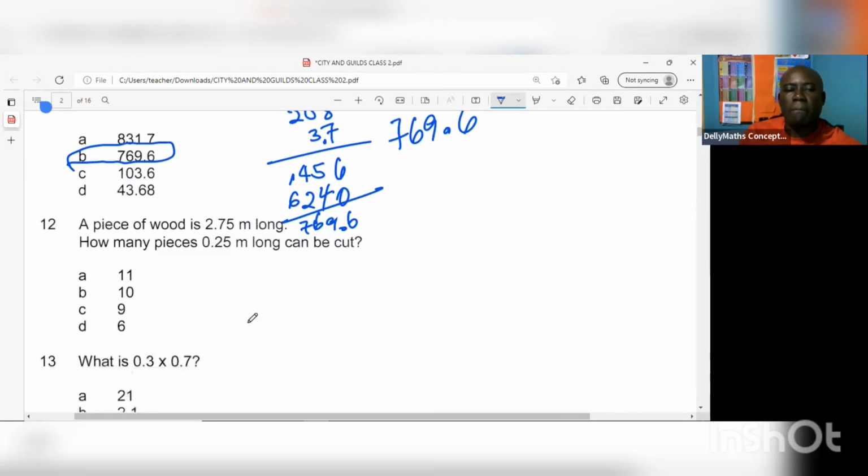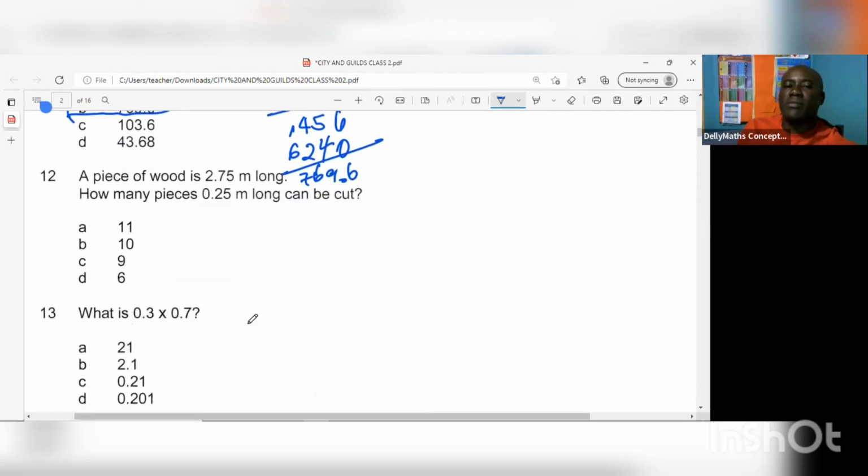And we move on. A piece of wood is 2.7 centimeters long. How many pieces of 0.25 can you get out of that?